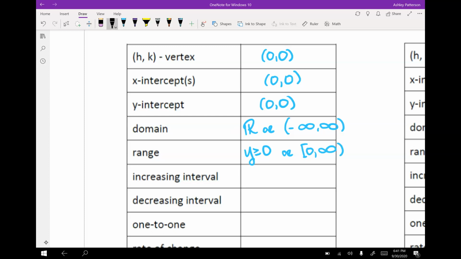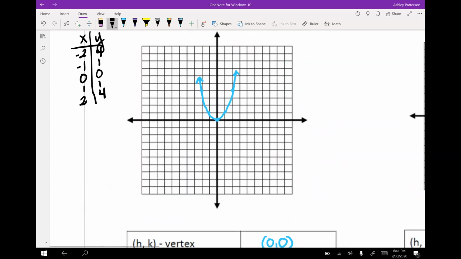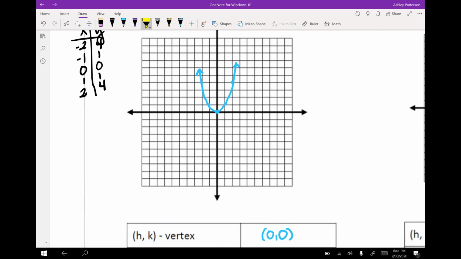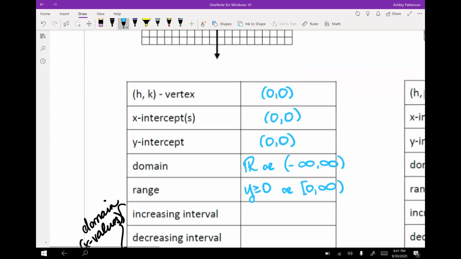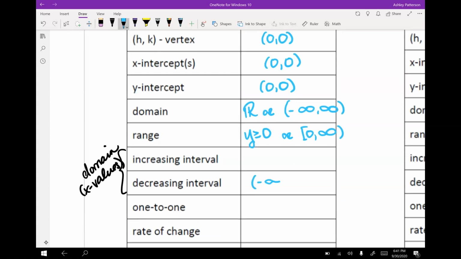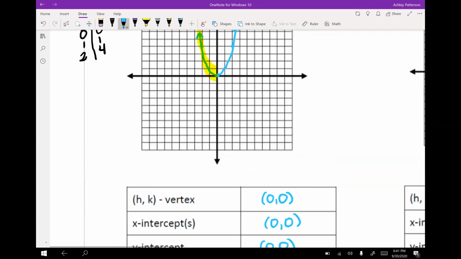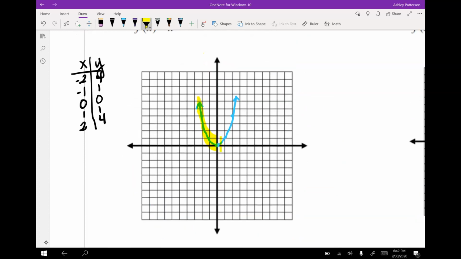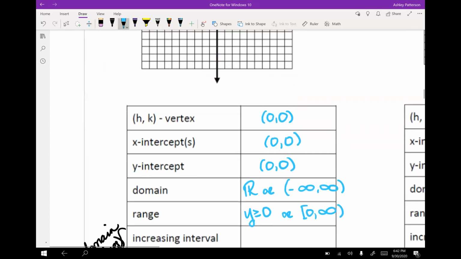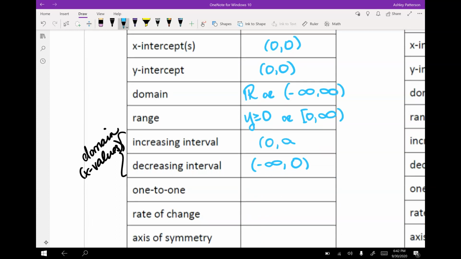For the increasing and decreasing intervals, these are always discussed with the domain. In other words, we always say, oh, from this x value to that x value. What does it mean? Well, if we read the graph from left to right, as x goes from -infinity to 0, the y values are decreasing. So our decreasing interval goes from -infinity to 0. And as x goes from 0 to infinity, our y values increase. So our increasing interval is from 0 to infinity.